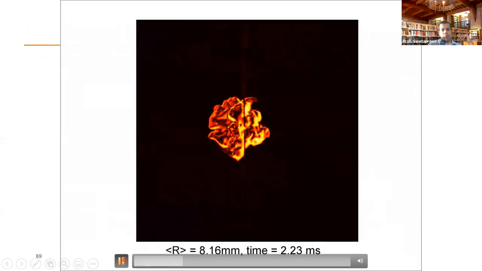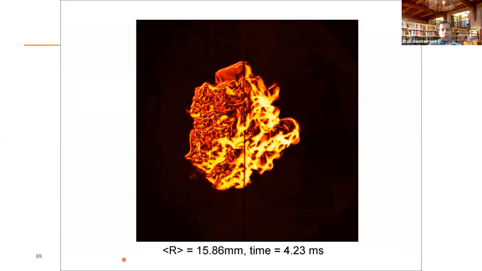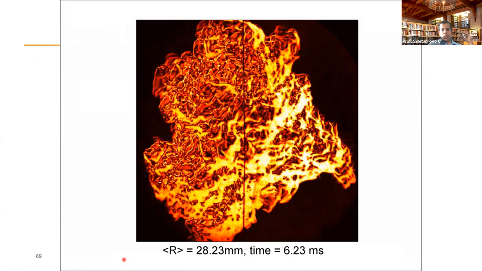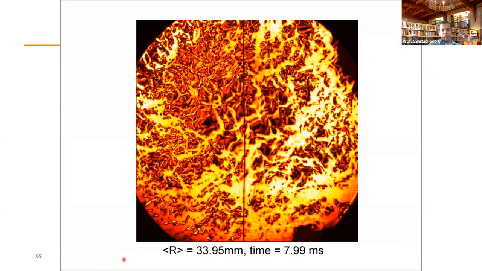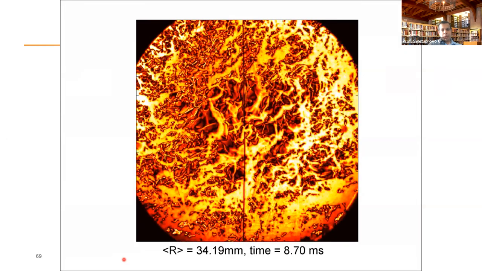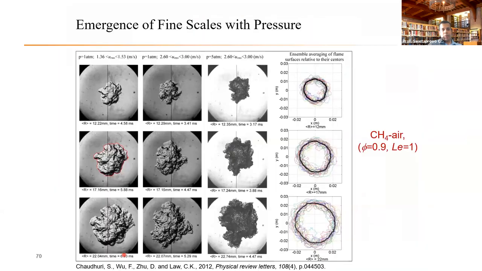So the flame gets wrinkled by turbulence and it propagates and fills up the entire volume. So between the ignition and the point when it fills up the entire volume, we can extract the average flame radius based on the enclosed area, divided by pi, and square root of that, and find out how the average radius changes with time. Now, before we do that, shown here is some visualization of what kind of flame structures we see.